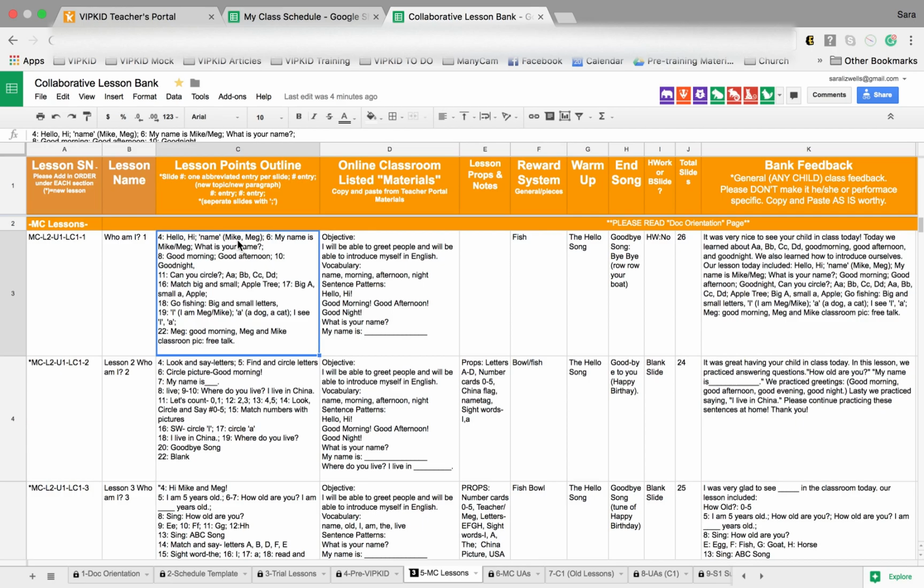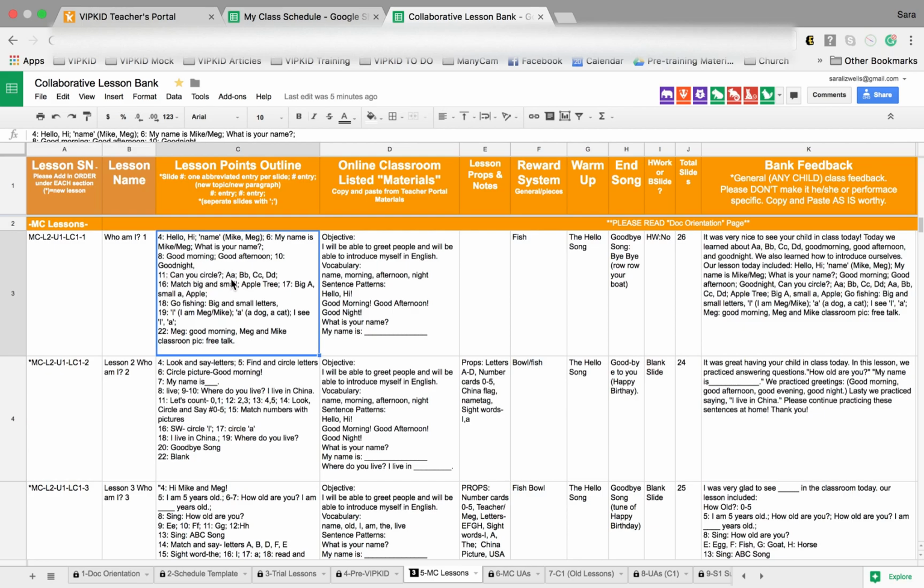In the master or major courses, they're almost always on slide 4. So you would have the number, colon, and then a very abbreviated entry as to what is on the slide, just to jog your memory or to know what the subject of the slide is. So if you're looking at this one, slide 11 says, can you circle? So it's going to be a circling activity.